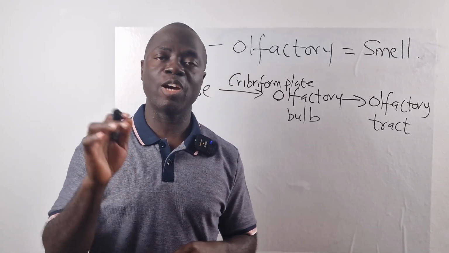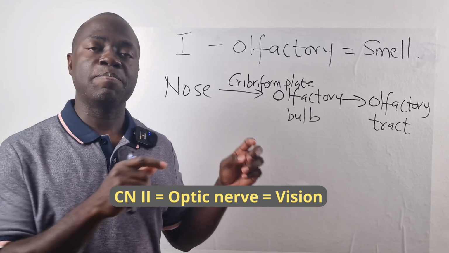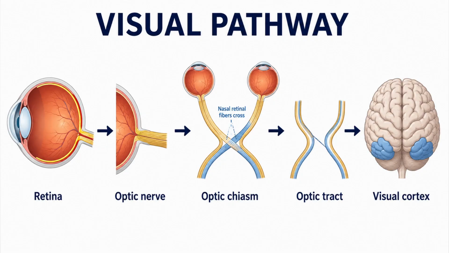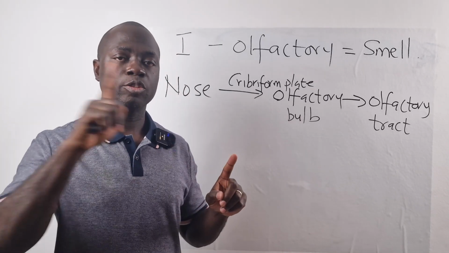Cranial nerve 2 is the optic nerve. Its job is vision. The pathway starts from the retina of the eyeball. So the fibers will leave the eye as the optic nerve, and some of the fibers will cross at the optic chiasm. And after the crossing, it becomes the optic tract, and it moves towards the visual pathway. So for cranial nerve 2, think vision, retina to brain.